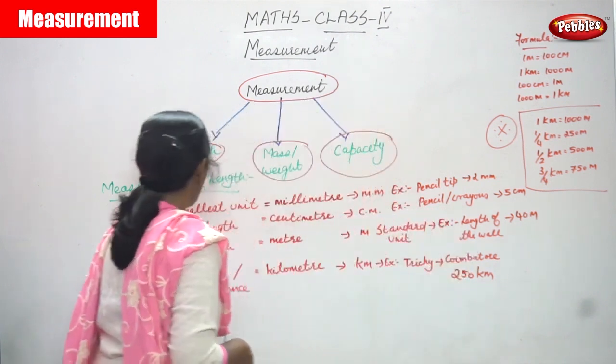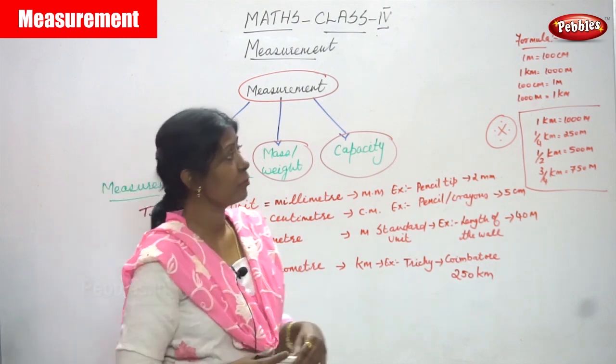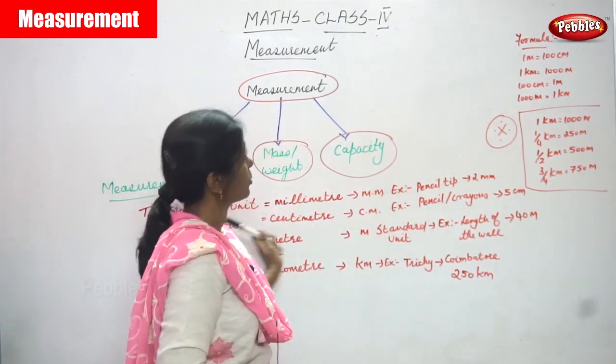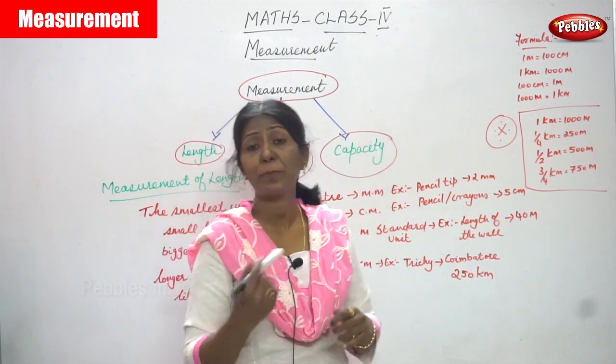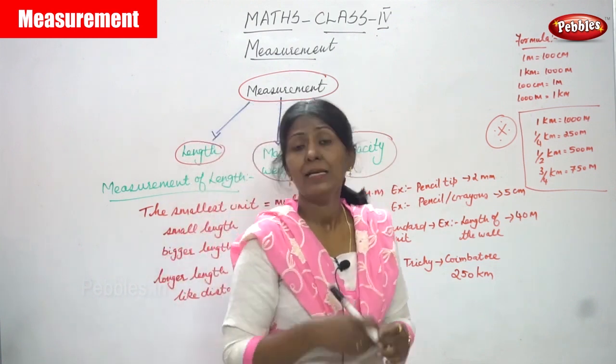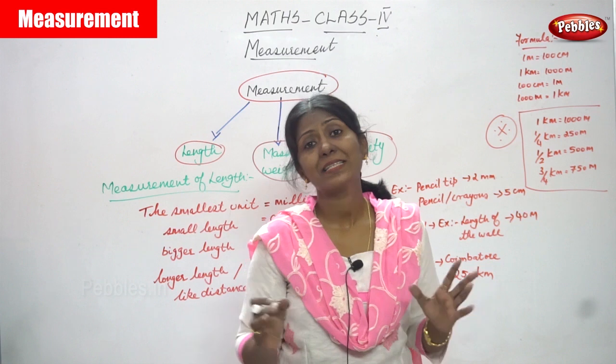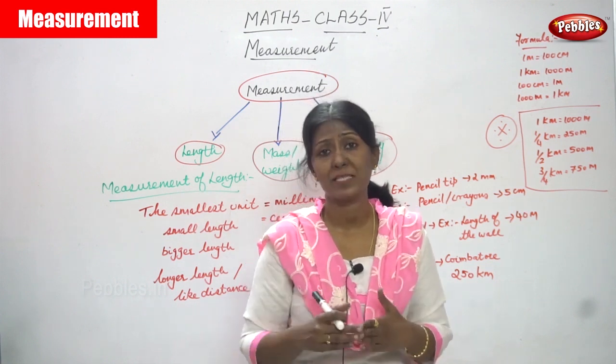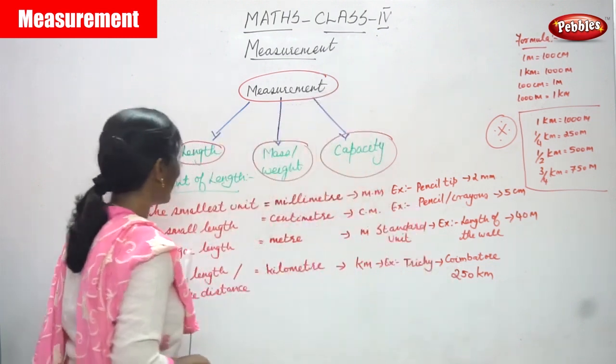Next, bigger length. For example, the length of the board, the white board, the length of the black board, the length of the gate, the length of the wall. These are the things you have to measure in meter. So what is this? Bigger length.